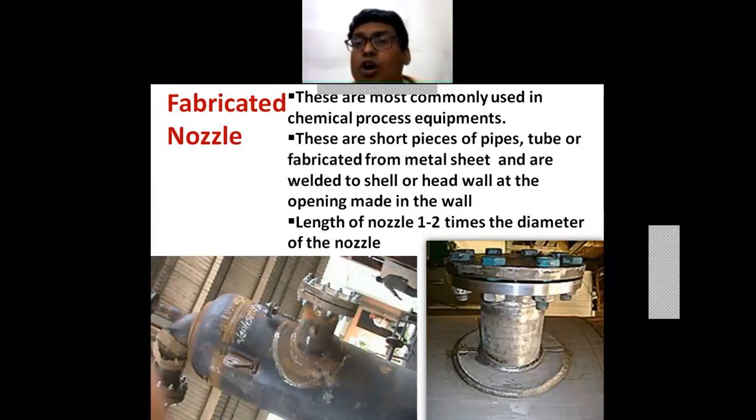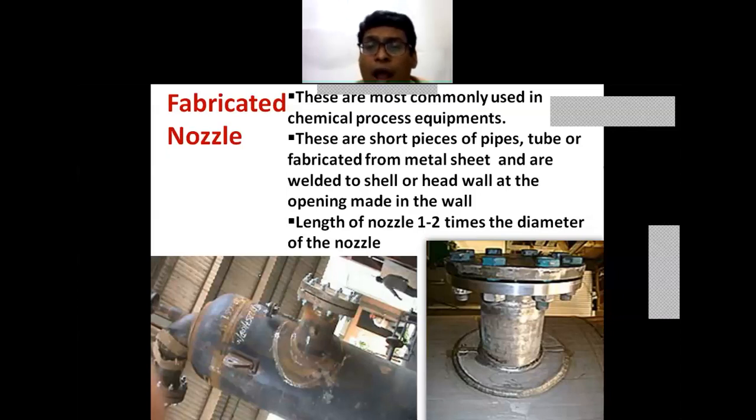These are the short pieces of the pipes or tubes, or fabricated from metal sheets, and are welded to the shell or head wall at the opening made in the wall. So the length of the nozzle is 1 to 2 times the diameter of the nozzle, and all these are your fabricated nozzles.